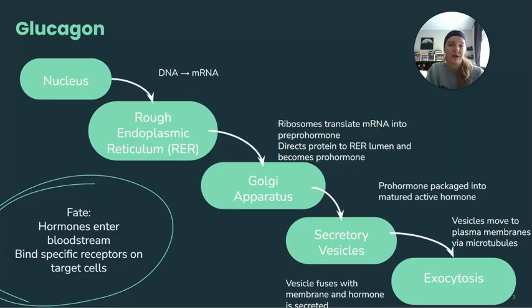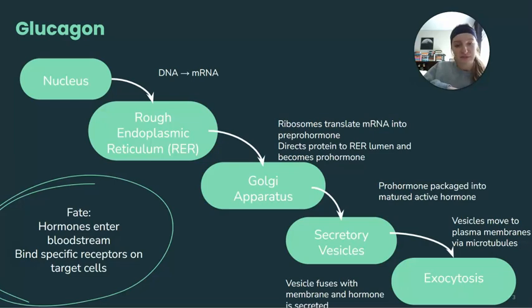Ribosomes translate mRNA into preprohormone, and from there it directs the protein back into the RER lumen and then becomes just prohormone. So DNA to mRNA to preprohormone and then into prohormone. Then it goes into the Golgi apparatus where prohormone is packaged into matured active hormones.